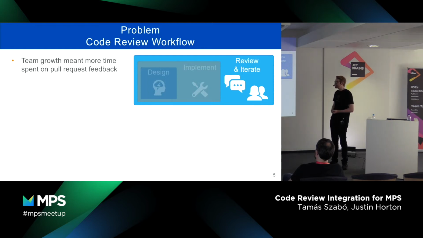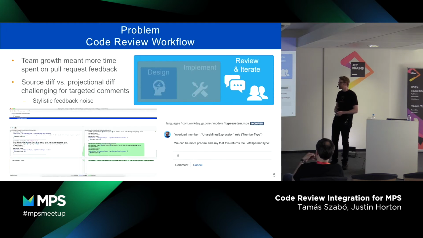And this is when we really started to notice the deficiencies of the standard pull request when paired with MPS projectional sources. So we found we were spending a lot of time context switching between MPS and the pull request, and further, since MPS doesn't have any meaningful line numbers to reference, we were having to use manual effort to associate those specific comments with some particular node in MPS.